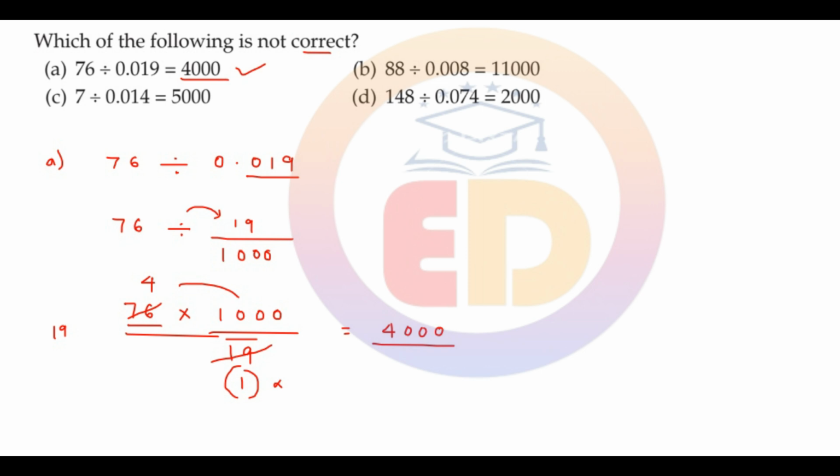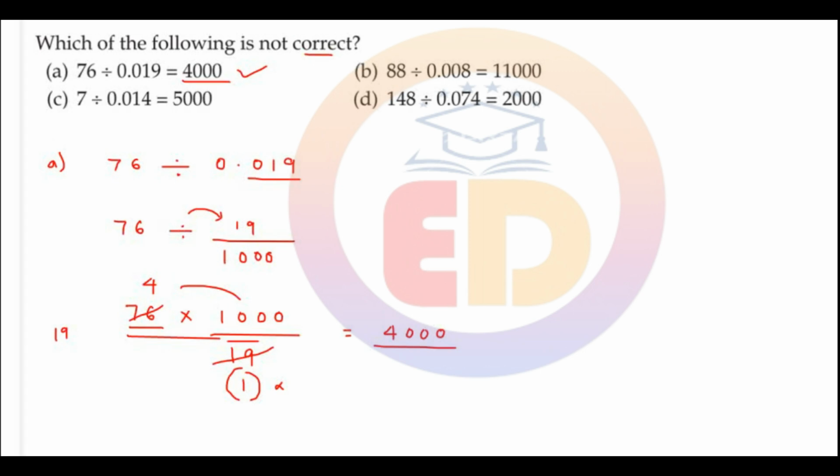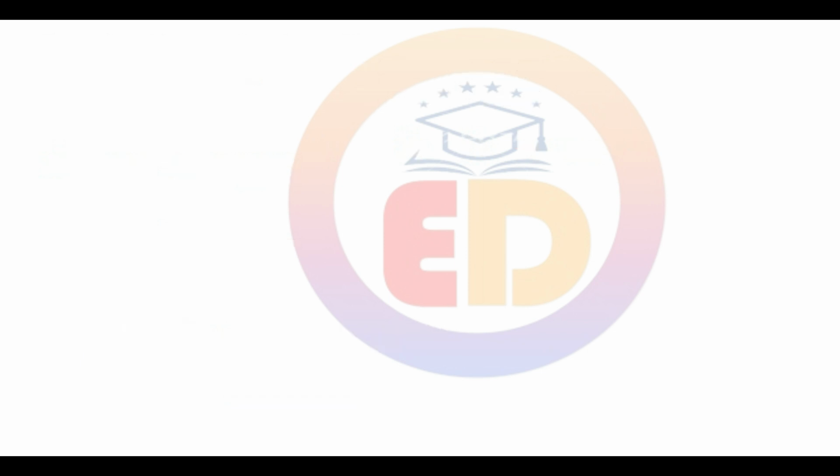Let us now go to the option number B. It is 88 divided by 0.008. Let us divide this. 88 divided by 0.008. 0.008 has 3 decimal places. So let's write it down. As a decimal fraction, it will become 88 divided by 8 upon, after 1 place 3 zeros, 1000.